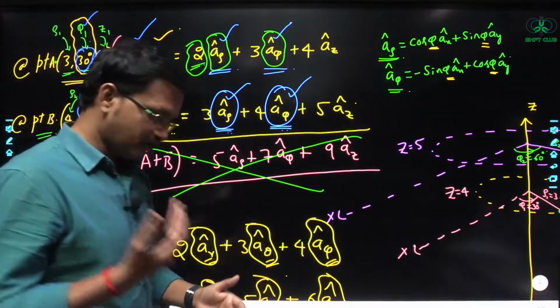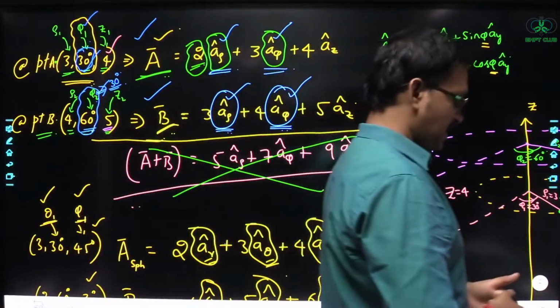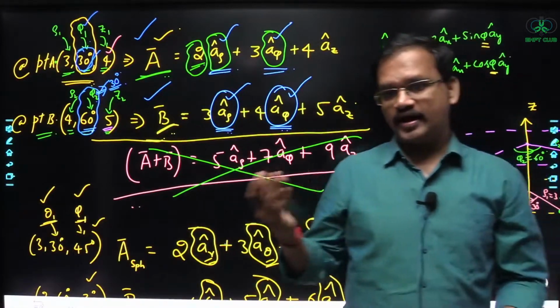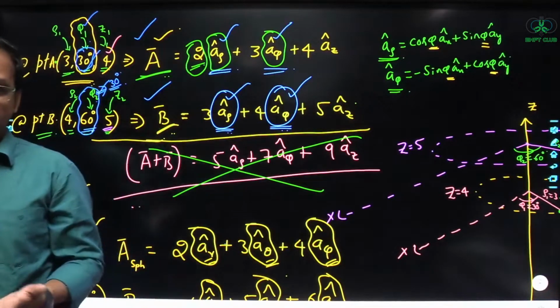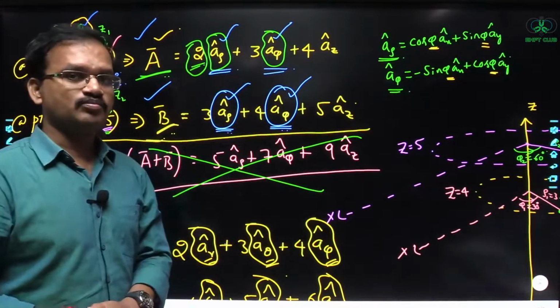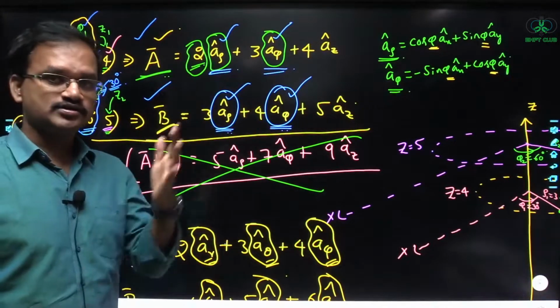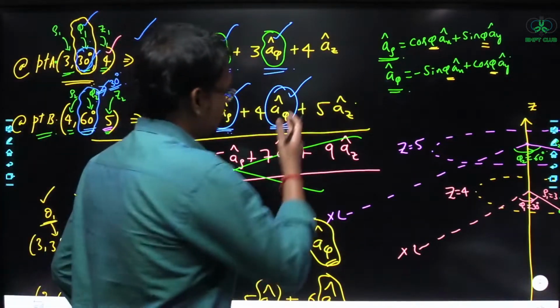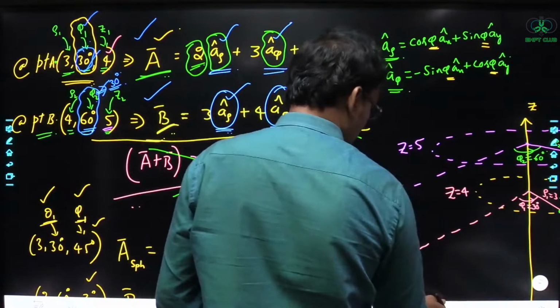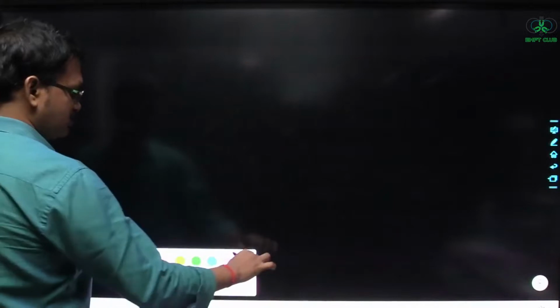Once we convert that into the rectangular coordinate system, the x component direction, whether it is a bar or b bar, will always be the same. So you can add x components directly, y components directly, and z components directly. So if you want to add these two vectors, you have to convert them into the rectangular coordinate system.